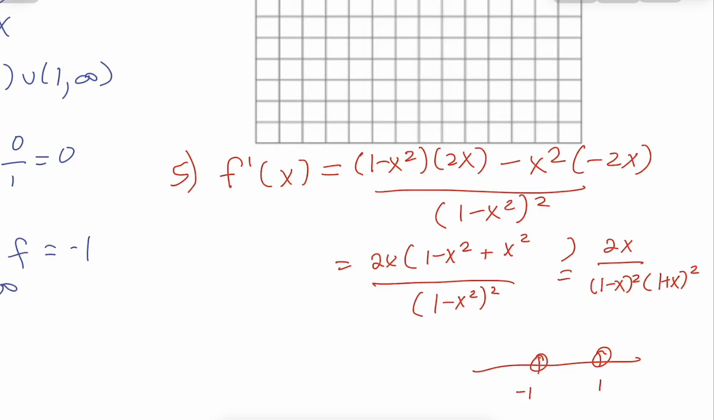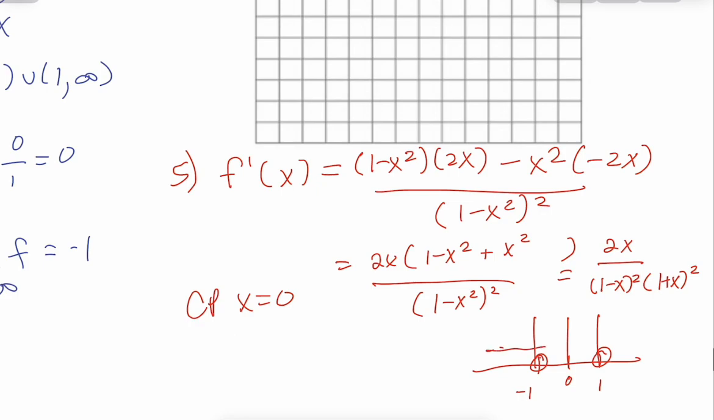But where is the top of this equal to 0? Where is 2x equal to 0? At 0. So we do have to include 0. And 0 is our only critical point. So our critical point is at 0. Negative 1 and positive 1 are just screwed up points in the original function. But you do have to put them on the plus or minus chart. Okay.